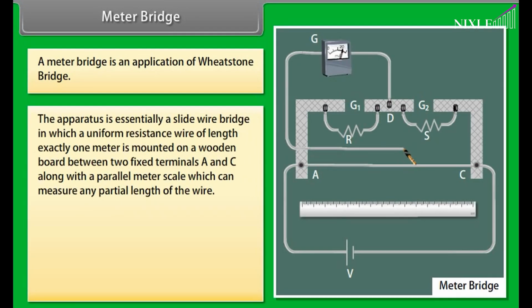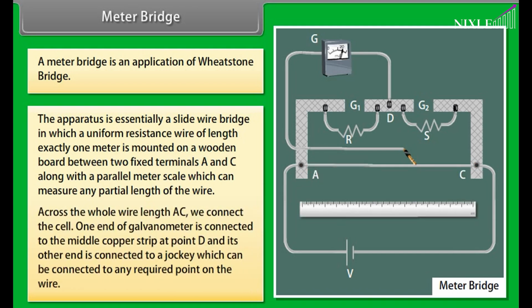The apparatus is essentially a slide wire bridge in which a uniform resistance wire of length exactly 1 meter is mounted on a wooden board between two fixed terminals A and C, along with a parallel meter scale which can measure any partial length of the wire. Across the whole wire length AC, we connect the cell. One end of the galvanometer is connected to the middle copper strip at point D, and its other end is connected to a jockey which can be connected to any required point on the wire.